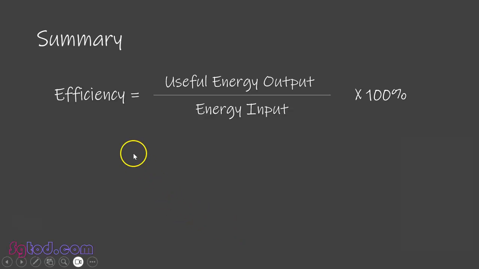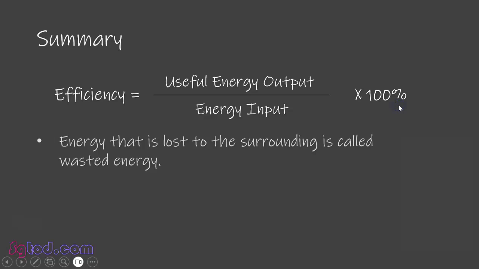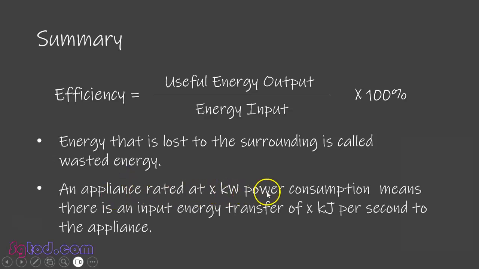Now let's do a quick summary. In this lesson, we learned that efficiency is computed using useful energy output, which is work done, divided by the energy input times 100%. Energy that is lost to the surrounding is called wasted energy. An appliance rated at X kilowatts power consumption means there is an input energy transfer of X kilojoules per second to the appliance. This concludes our first module on energy.